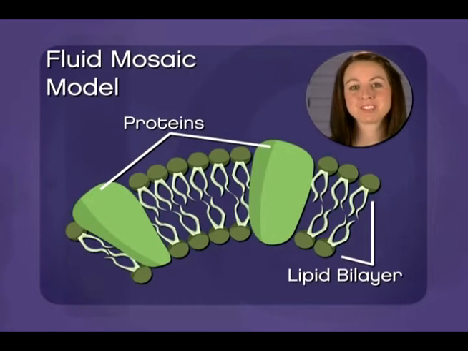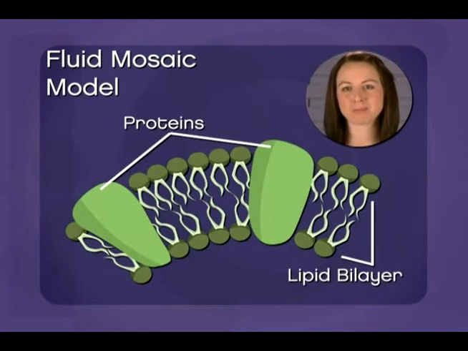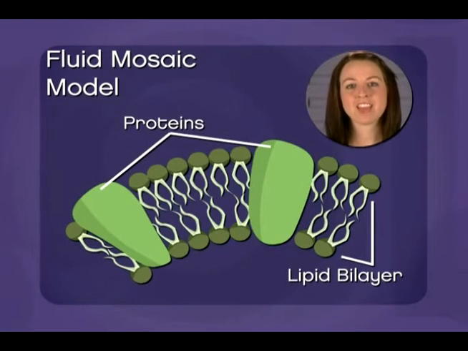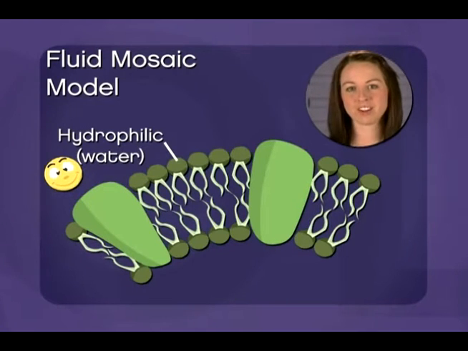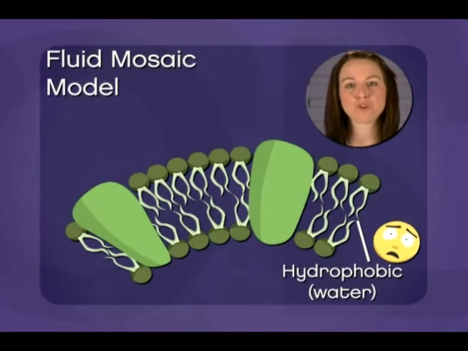Here's a model of the cell membrane or plasma membrane. It's called the fluid mosaic model. These big noodle-type things are protein molecules. These things are all lipids. The heads of the lipids here are hydrophilic, meaning they like water. They interact well with water. The lipids' tails are hydrophobic, which means they don't like water. They don't interact well with water.